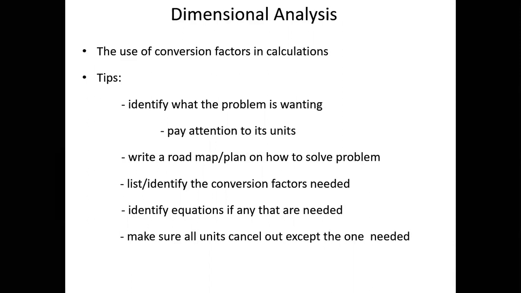And the way we do that is sometimes by making a generic roadmap to show us how to solve the problem. Once you have the roadmap, then you can see if you need any additional conversion factors or equations to solve it. And then once you set it all up, you look to see that everything cancels but the unit you want. So let's take a look at a few examples.